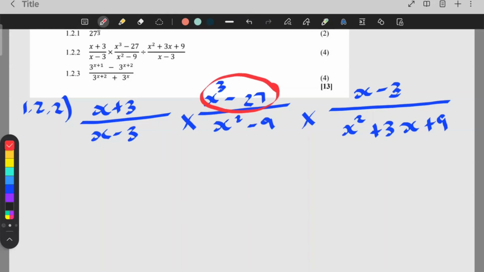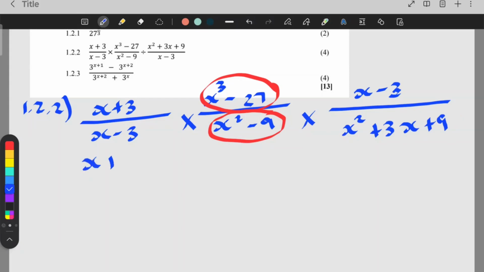This I can factorize. That's the difference of two cubes. This one I can factorize. That's the difference of two squares. Okay, this one I can't factorize. And you can play around, but this one you can't factorize.